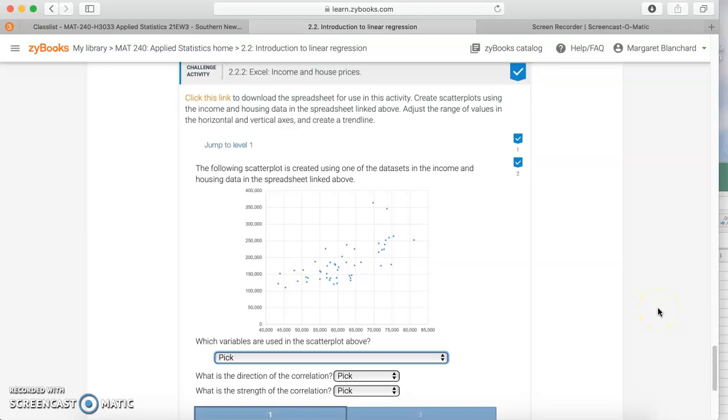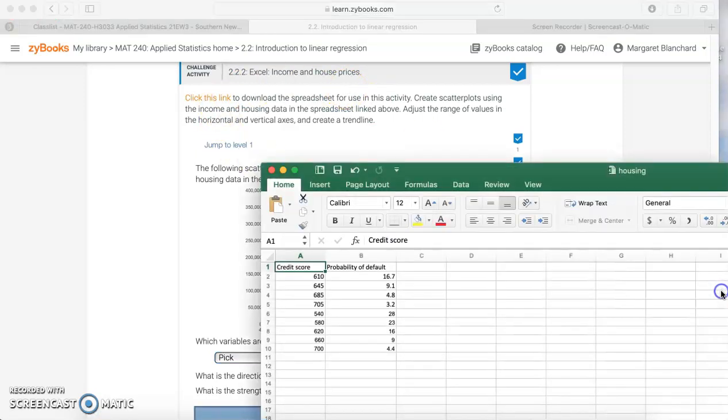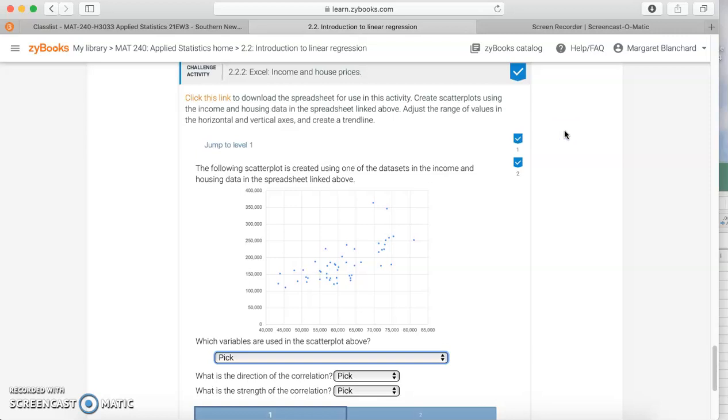Module 2, Section 2.2, we're looking at Challenge Activity 2.2.2. This one we're looking at a data set. So let's click this link to download the spreadsheet. I've already downloaded it over here, so we'll be going back and forth.